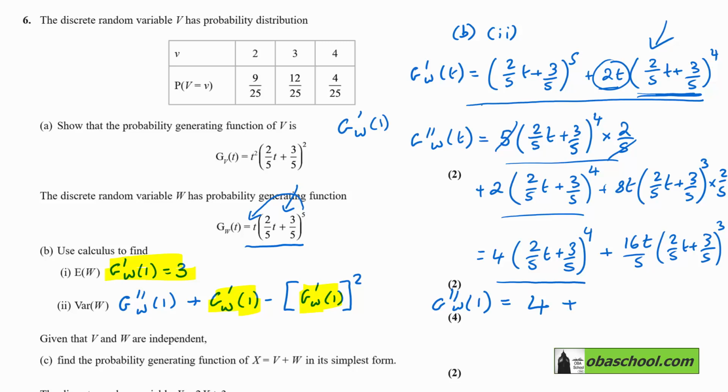And then that's going to become 1. So we'll have 16 over 5. 4 is 20 over 5. So altogether that is 36 over 5.